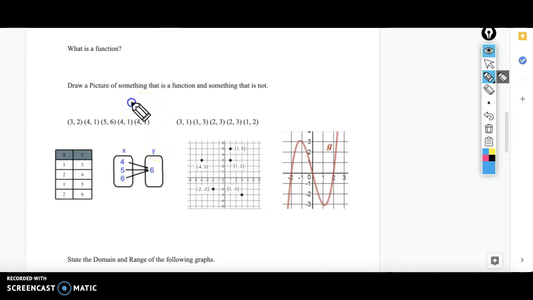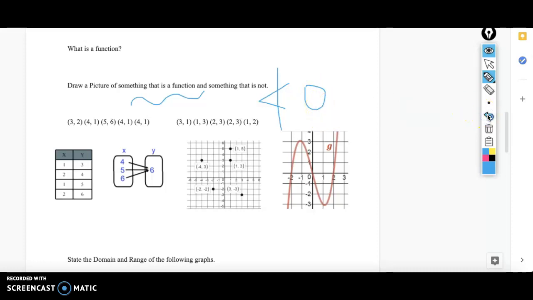So I can draw something that looks like this. That would be a function, right? Because if I draw a straight line, it's only going to hit it at one spot. So that would be something that is a function. Something that is not a function, again, has to be something that overlaps to where if I draw a straight line, it's going to hit it in 2 spots. So maybe something that looks like this. It's not a function because it's going to hit it in 2 spots. Something like this, not a function because it's going to hit it in 2 spots, okay?